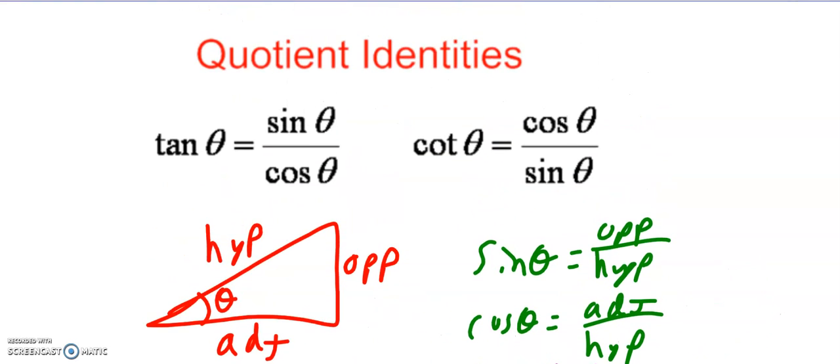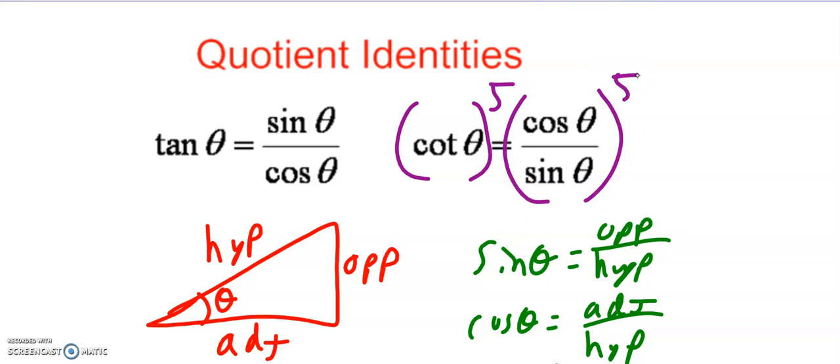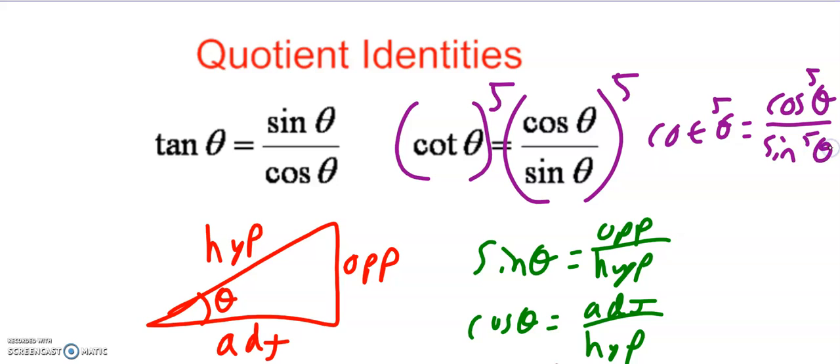Another thing I want to point out with the quotient identities, similar to the reciprocal identities, these hold true for any power. So if I raise both sides to the fifth, then the cotangent to the fifth power of theta is going to equal the cosine to the fifth power of theta over the sine to the fifth power of theta. And the same is true with the tangent of theta equals sine over cosine of theta. That holds true no matter what power we raise these to.